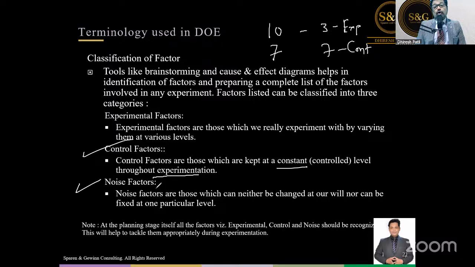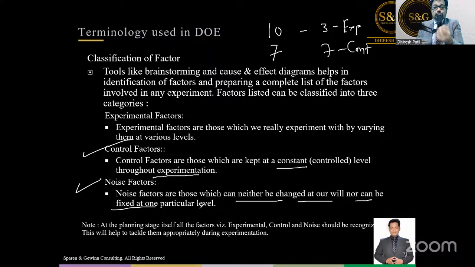The next one is called noise factors. What are noise factors? Noise factors are the factors which can neither be changed nor be fixed. So we cannot have any control over the noise factor. For example, let's say environmental temperature.